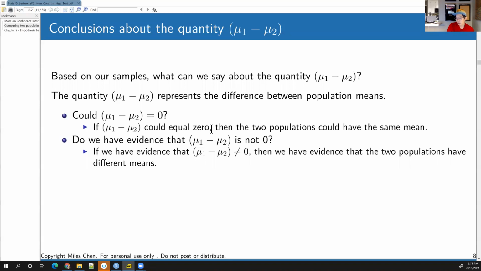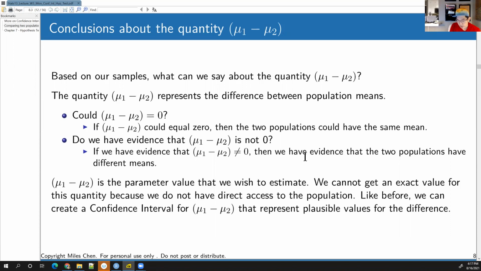On the other hand, if we come back and say we have evidence that the difference between mu1 and mu2 is not 0, then we would say we have evidence that the two populations have different means. Okay. I want to make sure that makes sense, because this is going to be central for us going forward. So could that difference be 0, or do we have evidence that it's not 0?